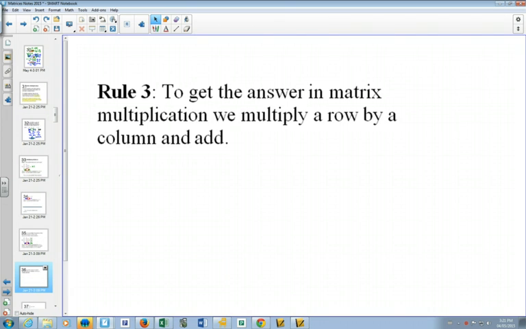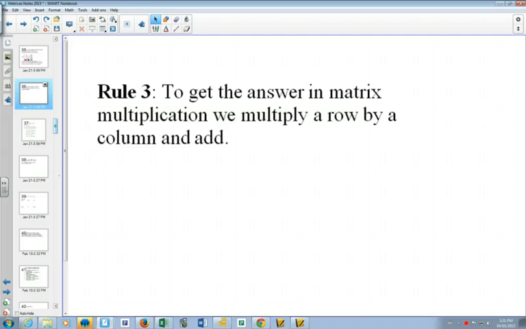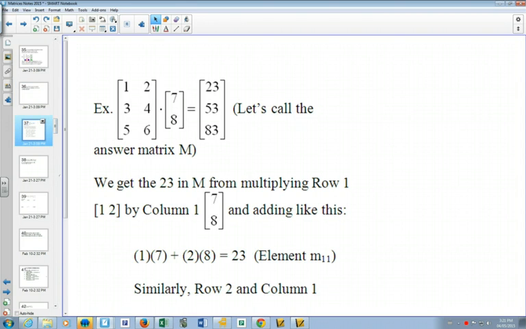And to figure out the answer, what we need to do is multiply each row by each column and then add it up. Okay, so we're going to get the 23. I'm going to color code this here so that you can see it easy. In our answer, the 23 is in row 1, column 1. That's its position. Row 1, column 1. And so in order to get that value, you need to take the numbers in row 1 and multiply by the numbers, excuse me, in column 1.